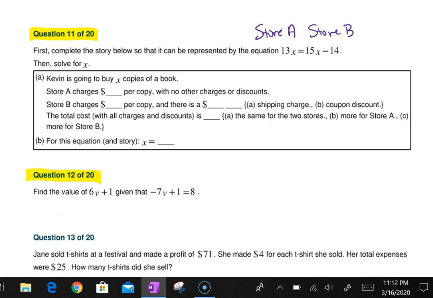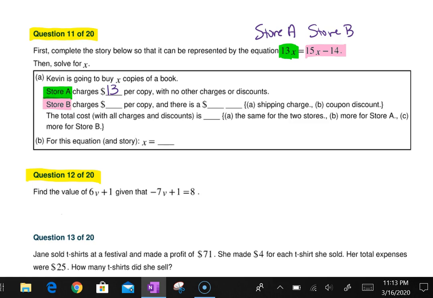So for store A right here, store A charges blank dollars per copy. If we go back and look at the problem right here, we see that store A is 13 times x. That means it's $13 for every copy. If you want to look at the next one, store B is right here. Store B charges $15 for every copy, but then the customer gets to subtract $14 from what they owe. So let's think about what that means.